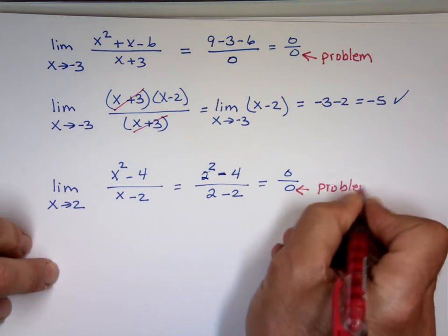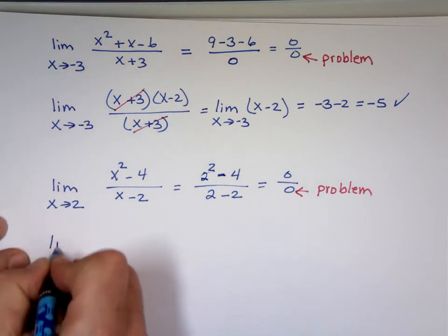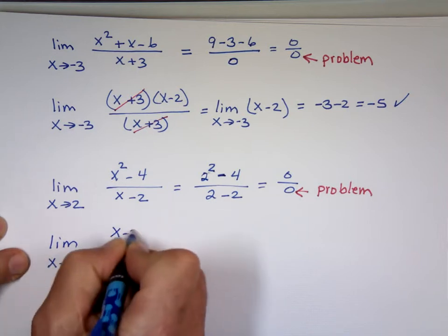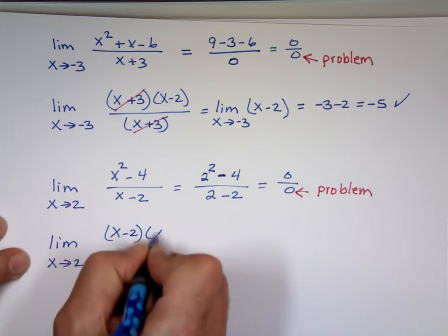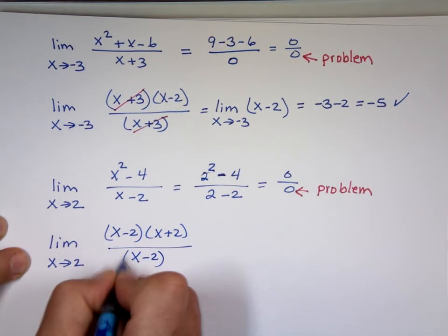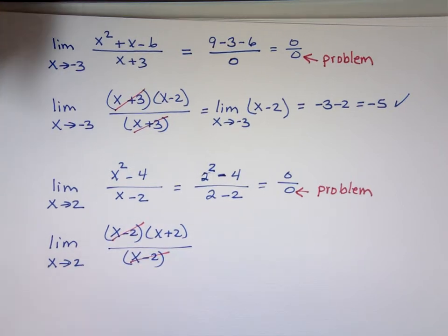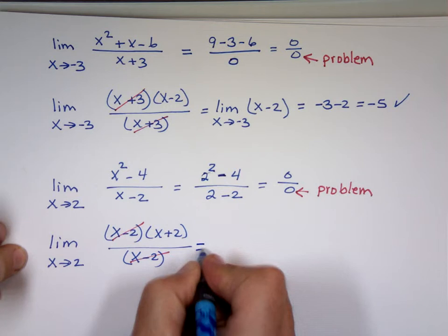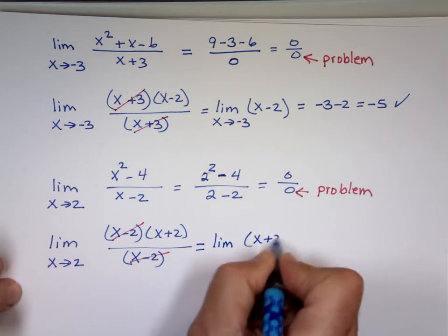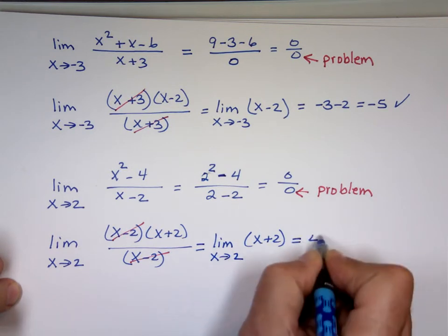Before I go to the table, maybe I can simplify that. Can I factor that and simplify it? That's x minus 2 times what? X plus 2 over x minus 2. And what do you notice? Again, these two will cancel each other out. You have the limit of x plus 2 as x approaches 2. And what's the answer to that? Is that a plus 4?